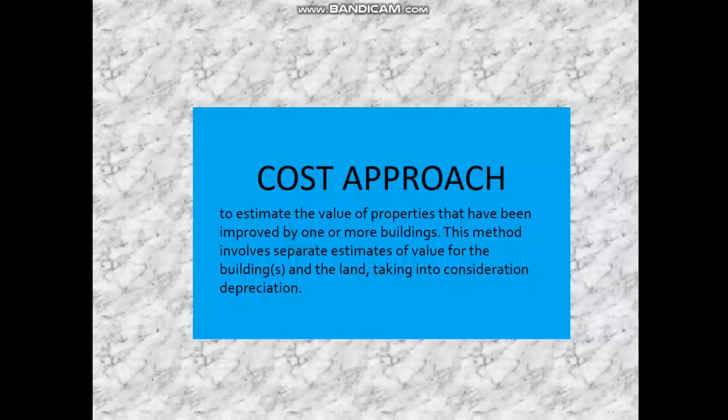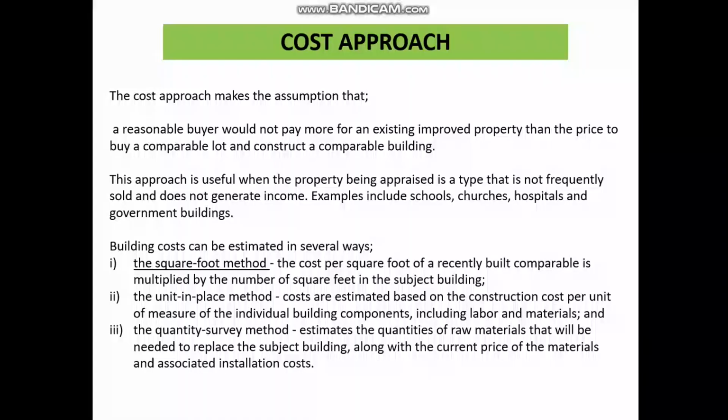Okay, so the second method is the cost approach. What is the cost approach? The cost approach is used to estimate the value of properties that have been improved by one or more buildings. This method involves separate estimates of value for the buildings and the land, taking into consideration depreciation of the asset. So the cost approach makes the assumption that a reasonable buyer would not pay more for an existing improved property than the price to buy a comparable lot and construct a comparable building.